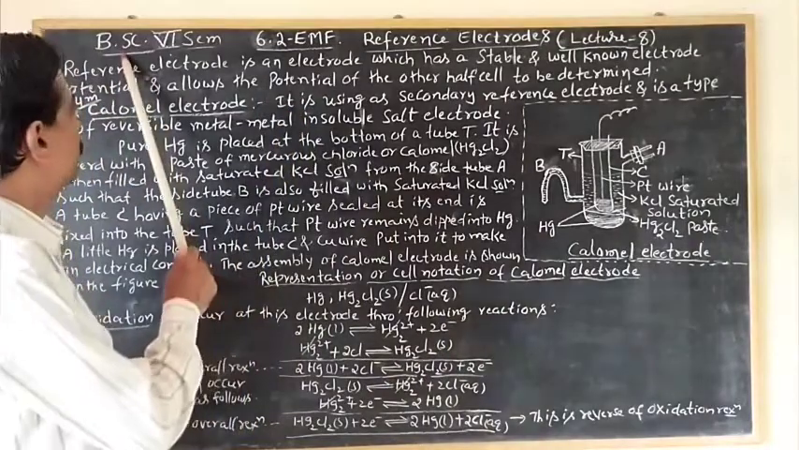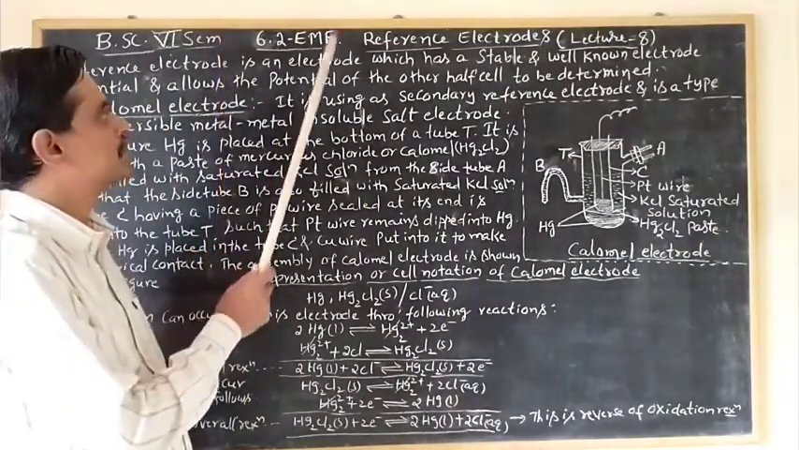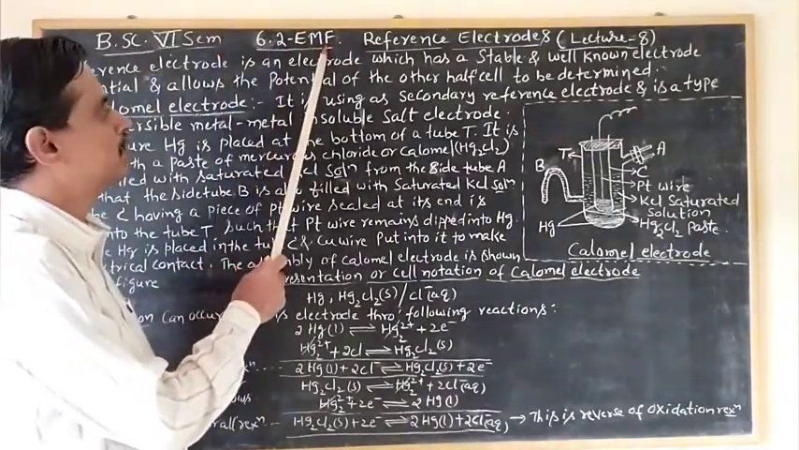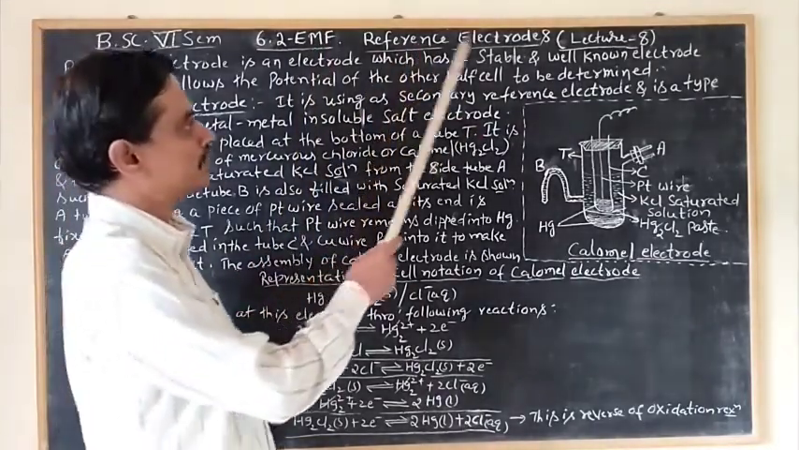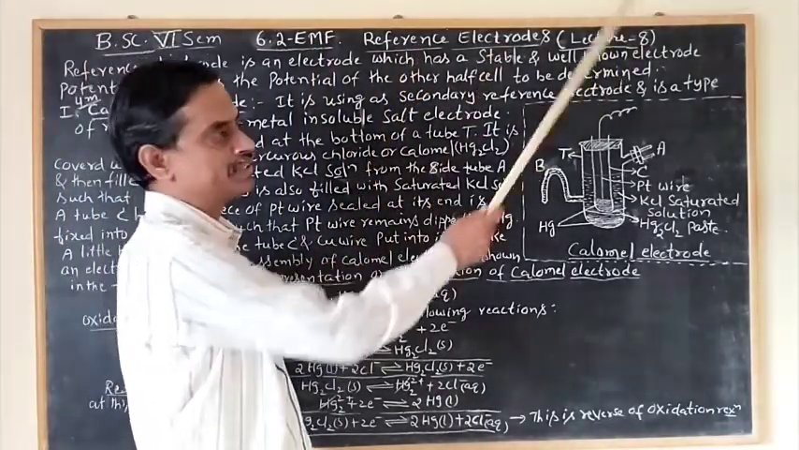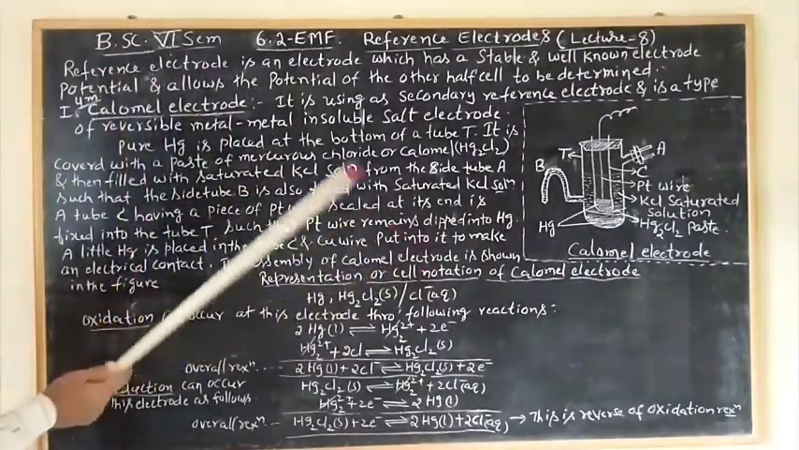Today, for BSc 6th semester, we start this chapter 6.2, EMF, under which we are studying reference electrodes. This is my lecture 8. What is a reference electrode?